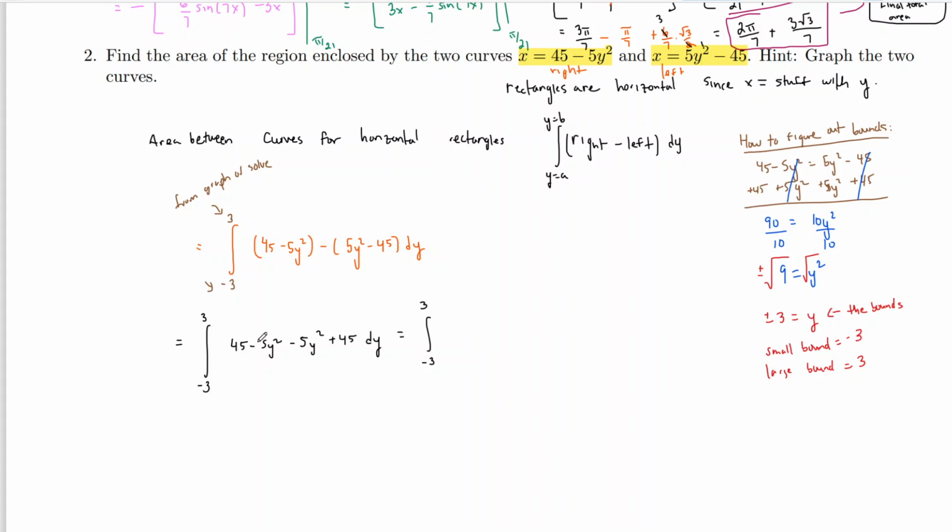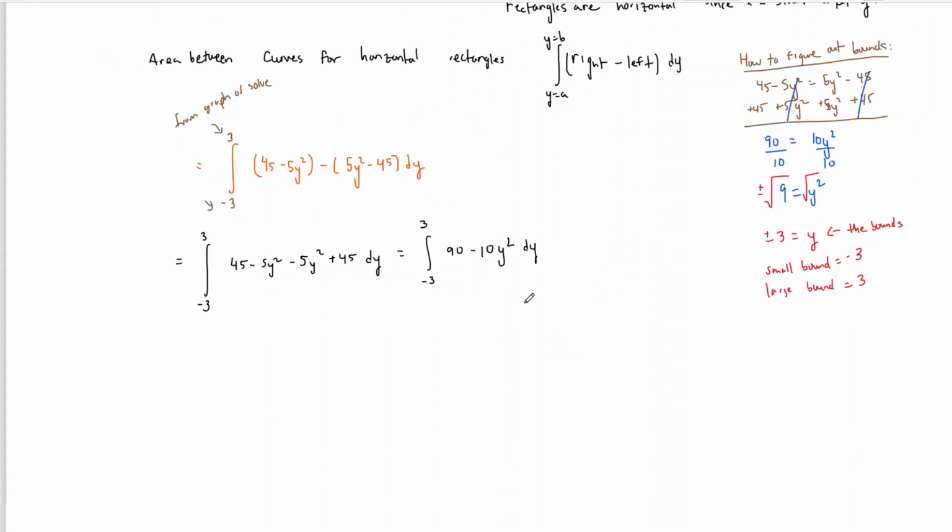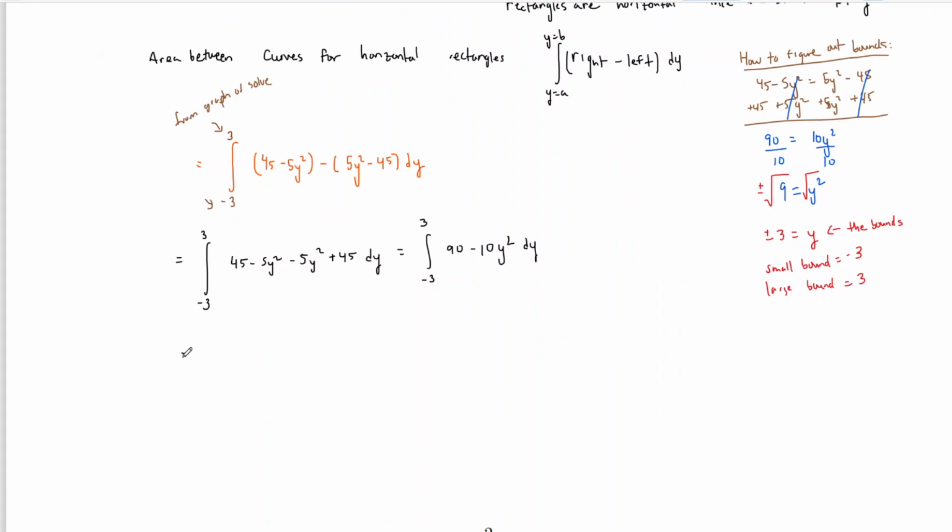-3 to 3. 45 plus 45 is 90. 5y squared, but both negative, so -10y squared dy. And then we can integrate this. We don't need any substitution because we can integrate each part. The integral of 90 is just 90y minus the integral of 10y squared. The 10 stays put, and the integral of y squared is y cubed over 3. And it's evaluated from -3 to 3.